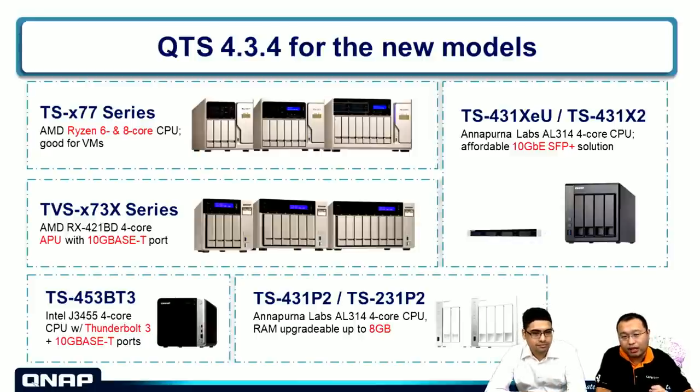And on the bottom left is the TS-453BT3, which provides not just one, but two Thunderbolt 3 ports, plus one 10 gigabit BASE-T port. It also has two built-in M.2 SATA SSD slots, so you can use it with QNAP Qtier and also increase your 10 gigabit performance. That sounds very powerful for power users. Yeah, and it is also our most affordable Thunderbolt solution to date.